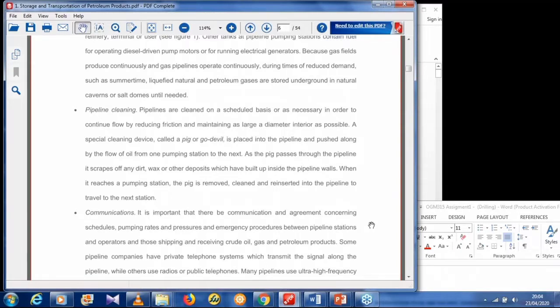All right. So there's a need to conduct what we call cleaning. Now the cleaning process of pipelines is usually conducted using what we call a PIG.